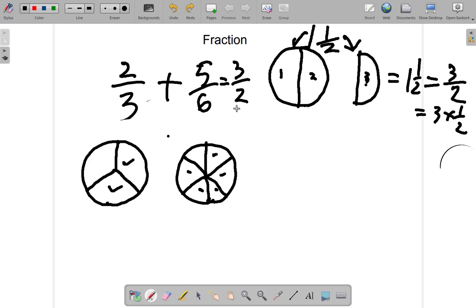This remains 2/3. What we want is to multiply the 3 by 2 under here, 3 2s are 6, and the 2 by 2 up here to get 4, just like what we did earlier. So what we have is 4/6 plus 5/6 to give us 9/6. 9 sixths.